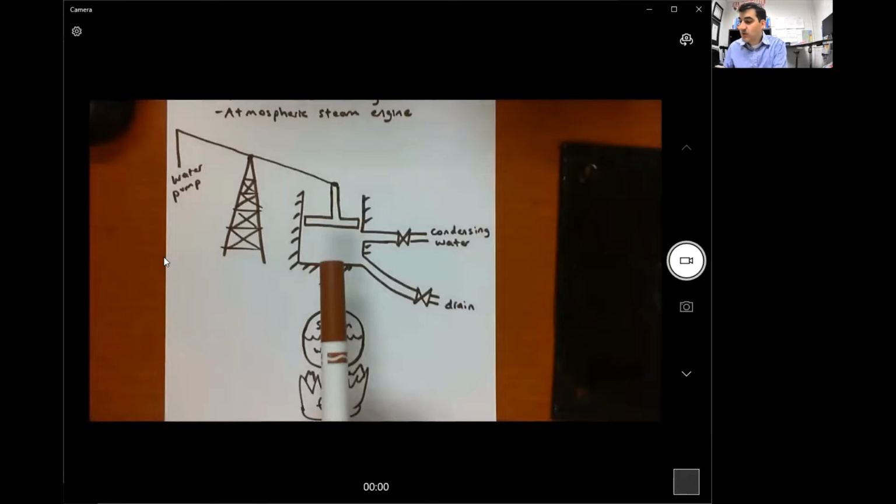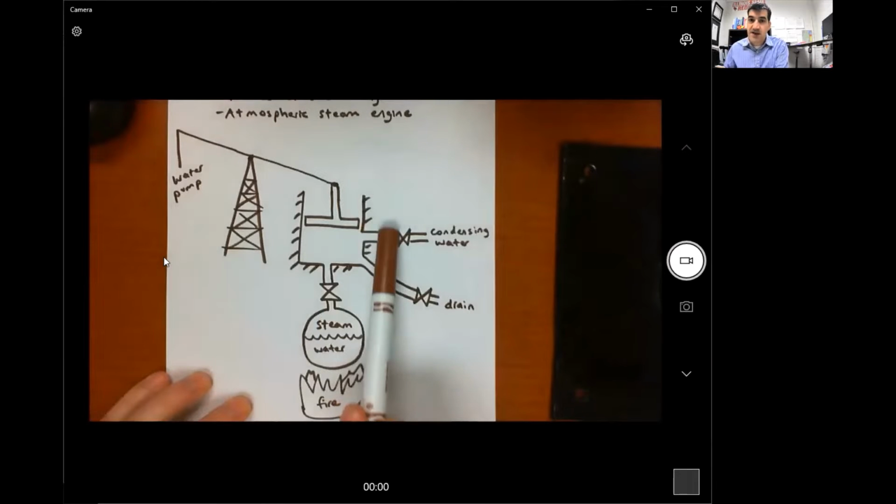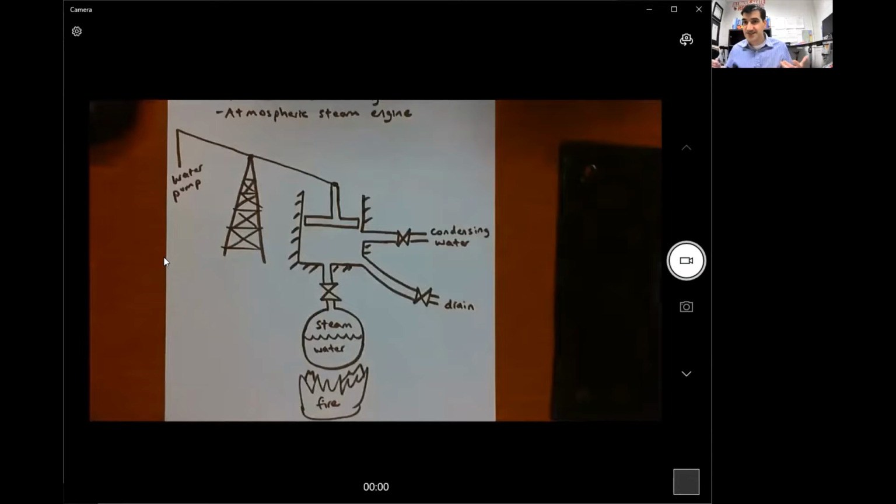really inefficient because this whole system right here had to be heated up and cooled down with every cycle of the piston. And that is not a very efficient way of producing work. And so what he did is create an improvement. If you read some books or maybe on the internet, some people will tell you that James Watt invented the steam engine. He didn't invent the steam engine, but he did make some really significant improvements to the steam engine.